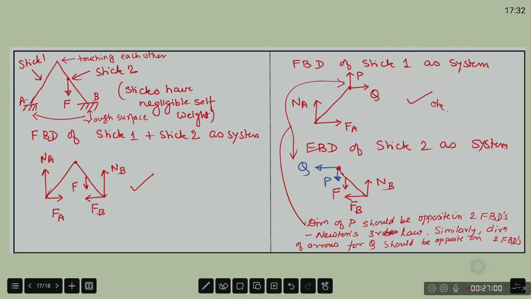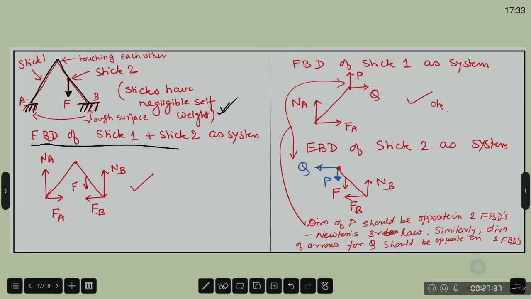And then there is somebody applying a force F here. And these surfaces are rough surfaces. It's not a pin joint or anything, it's just kept there. Sticks have negligible self weight. This is also given. Now here, if I have to draw the FBD of stick 1 plus stick 2 as the system, if I choose both the sticks making my system, then the free body diagram will be what I have shown here.